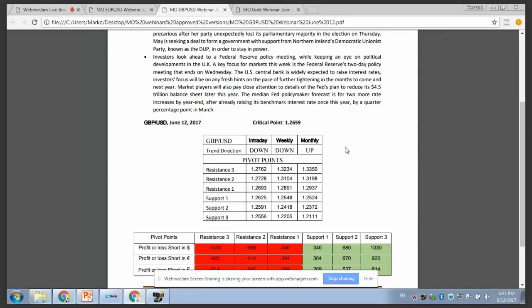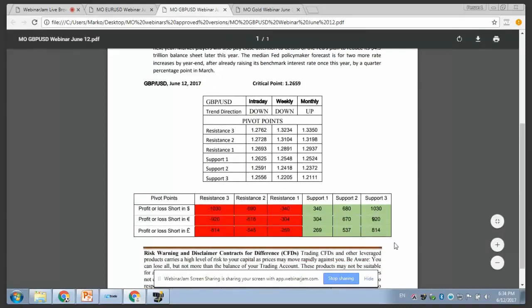The same thing as with euro dollar: contrary to the previous two time frames, on the monthly level they expect that the British pound can gain some profit against the dollar, actually to benefit from these political processes of Brexit and assembling a new government, and to increase its value against the dollar with a resistance of 1.2937 and support 1.2524. Critical point for entering in position is 1.2659, and the calculation for intraday is on the second table.